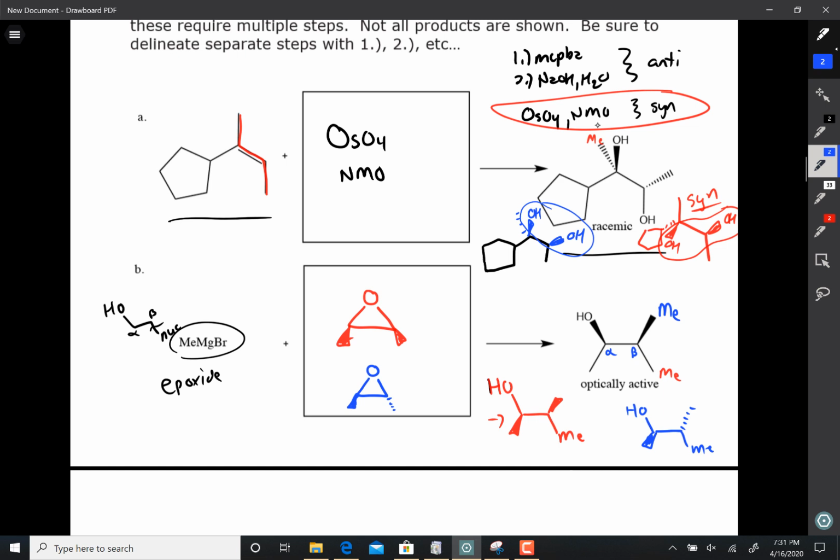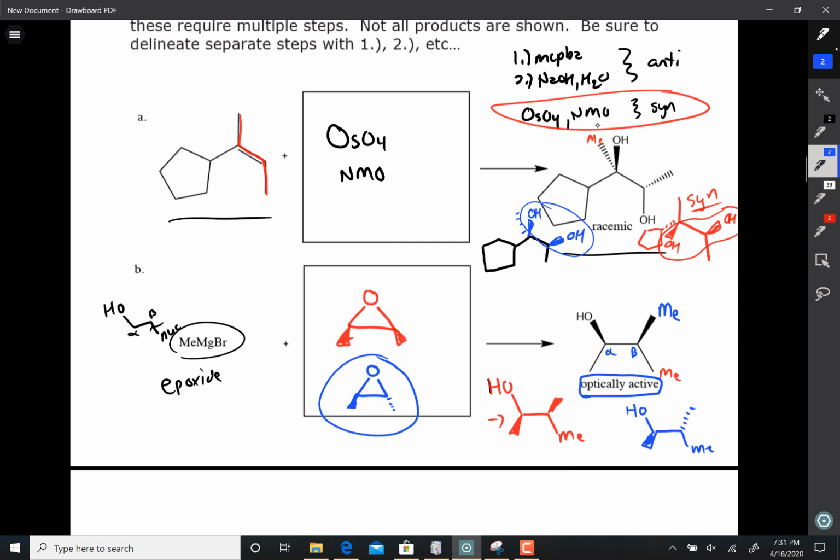It turns out the blue one is the correct answer. The red one will not work. The reason why the red one will not work is if you take a look, there's something else that's optically active.